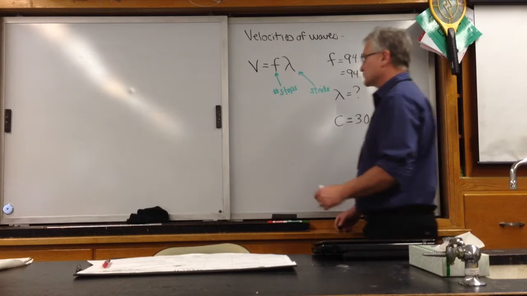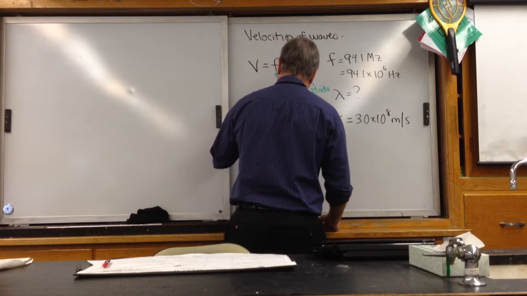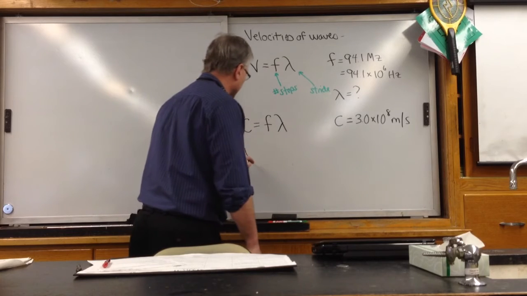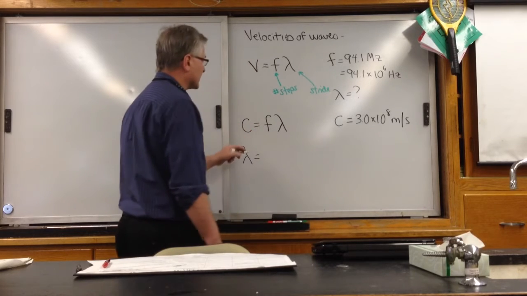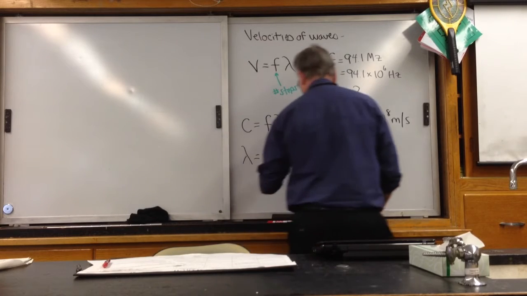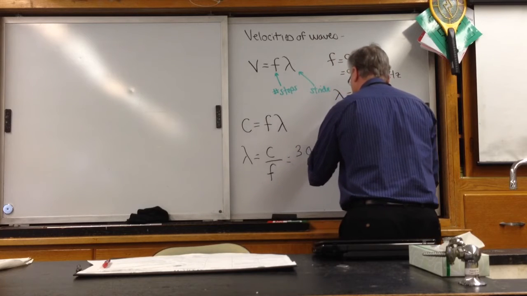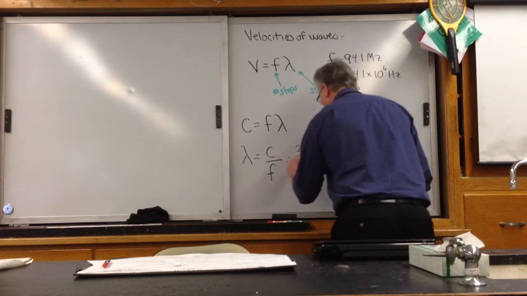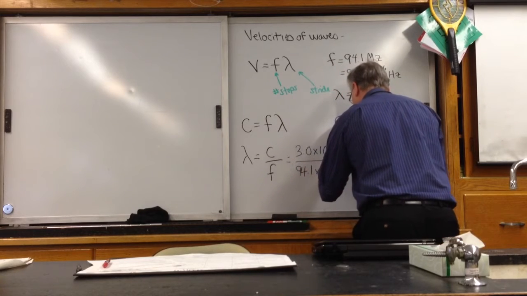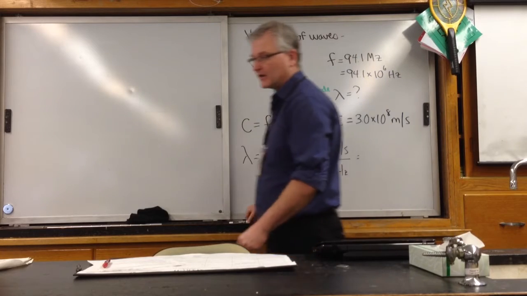Who knows? All right, so let's go back to our formula. So we know the velocity is equal to the frequency times the wavelength. So in this particular case, we're looking for the wavelength here. So the wavelength is going to be equal to the speed of light divided by the frequency. So if we put that in here, we've got ourselves 3 times 10 to the 8th meters per second divided by a frequency of 94.1 times 10 to the 6th hertz. And if we go back and calculate that, we can actually figure out the wavelength.